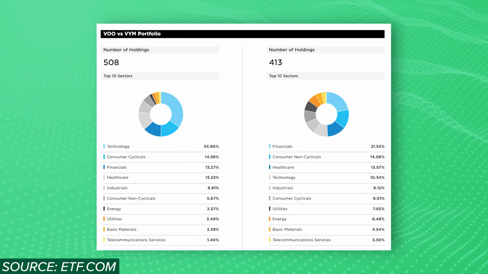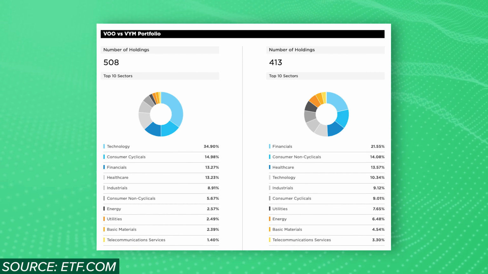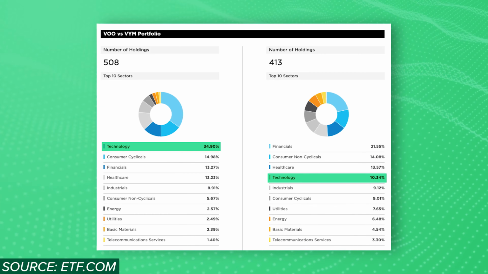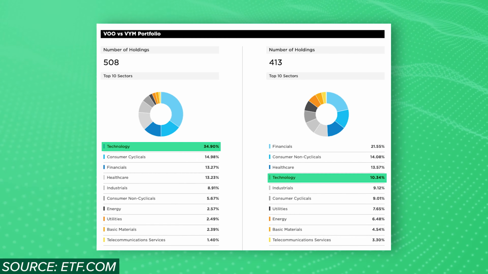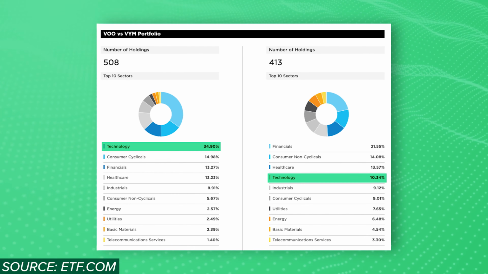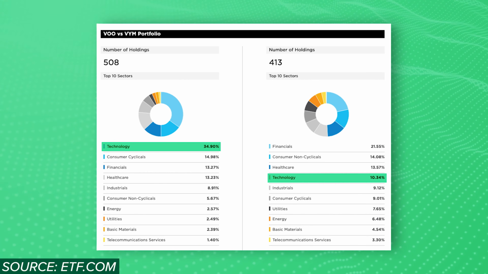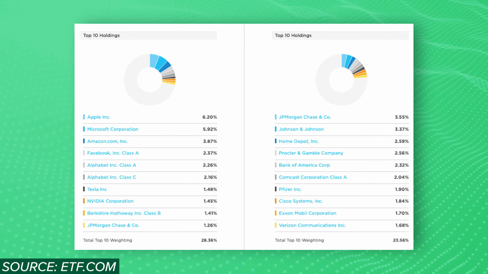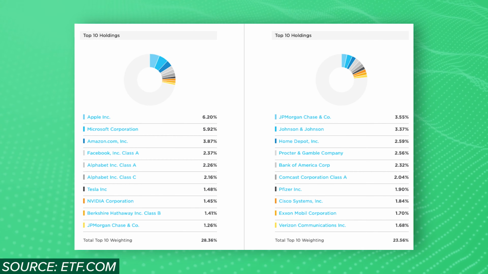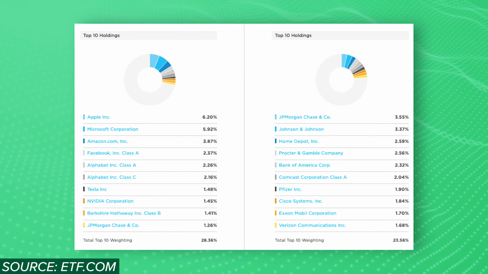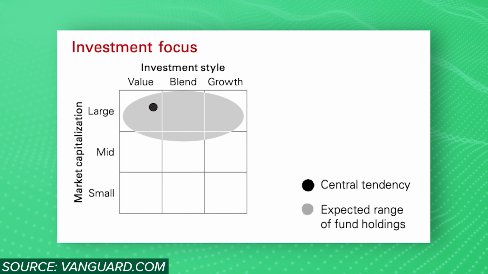We can see that VYM is actually pretty similarly diversified to the S&P 500, with the exception of a massive underweighting in tech, which is to be expected as they are not typically dividend-paying companies and this is a dividend-focused fund. The top 10 holdings are also weighted similarly to the S&P 500, so it doesn't appear to be drastically top-heavy. It's also clearly focused on large-cap stocks.